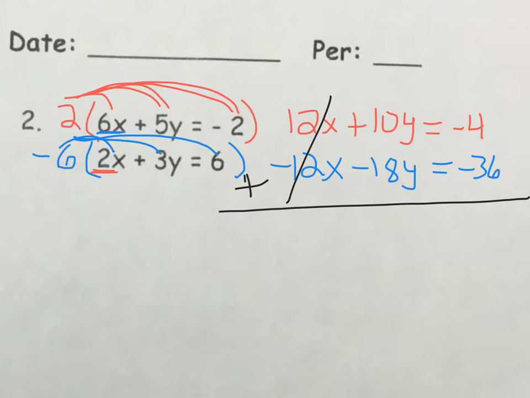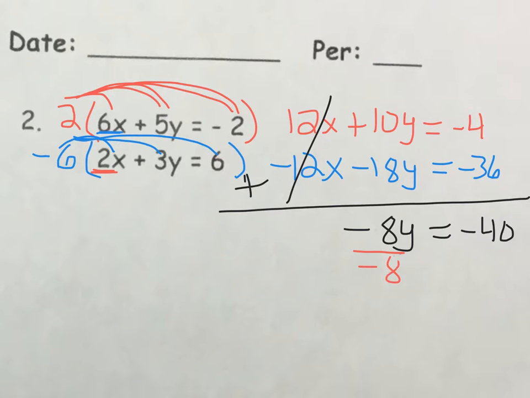Okay. All right, so when you add 10y and negative 18y, you are going to get negative 8y. And that is equal to negative 4 minus 36. Since both of these are negative and we're subtracting it, that means that it gets more negative. So we have negative 40. Think about it having negative 4 negatives and 36 negatives. When you add all the negatives together, you get negative 40.